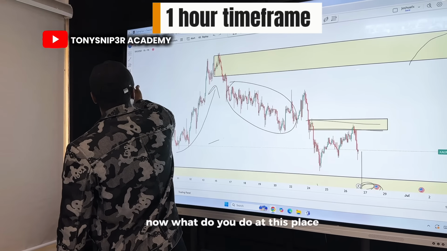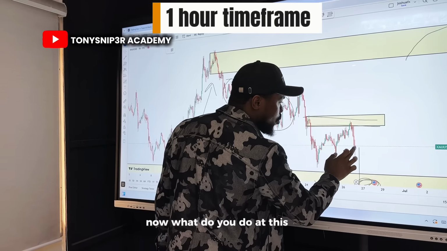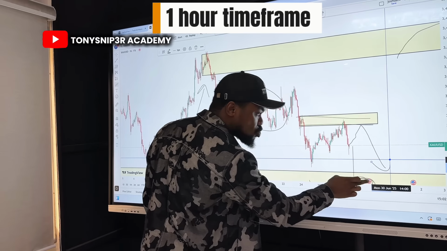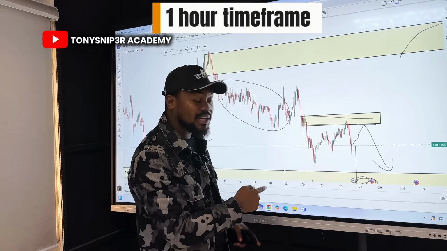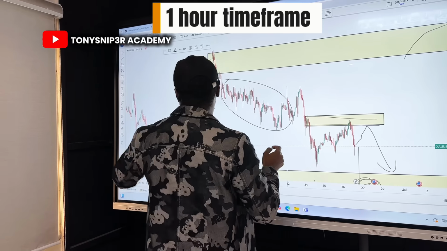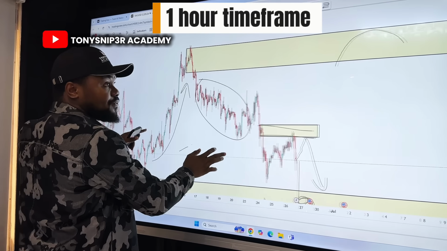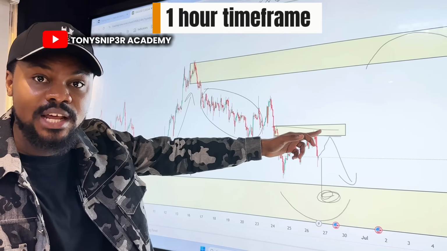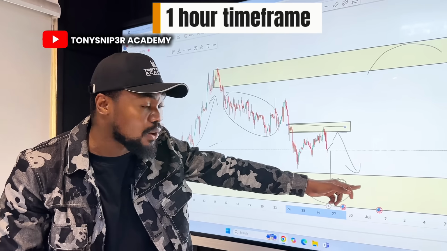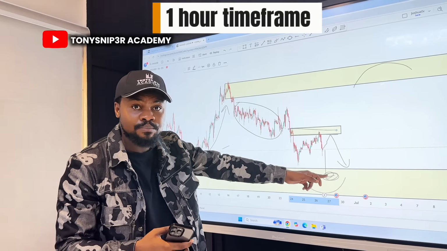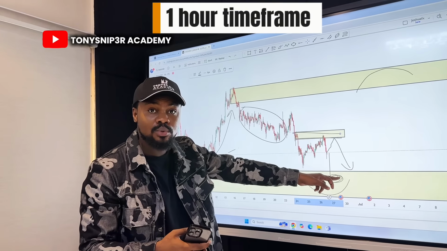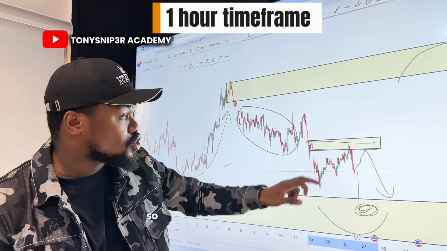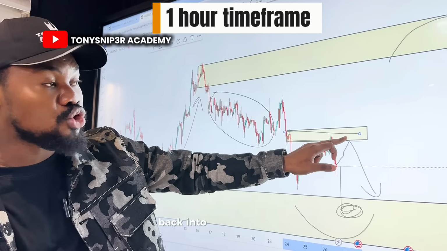Now what do you do at this point? Now you're waiting for the market to what? To retrace to this level here. Then you take more sells, down to what? Down to your weekly key level. Okay? Look at it carefully. You're waiting for this market to retrace back into your 1-hour key level. Then what? Then you sell it down to your weekly key level. Okay? This weekly key level here, don't forget, we refined it with the 4-hour to make it smaller. So you're waiting for this market to retrace back into your 1-hour candle.